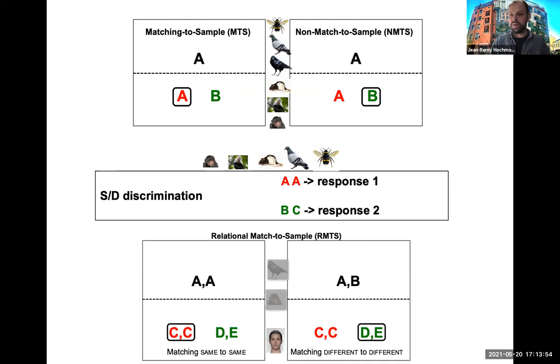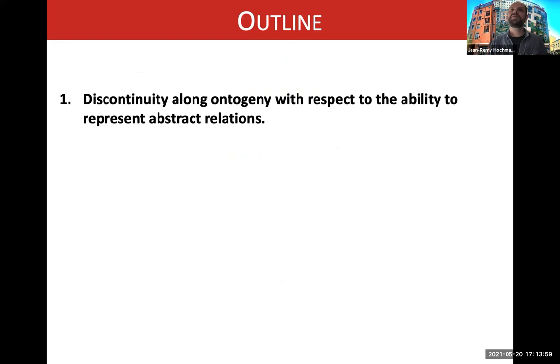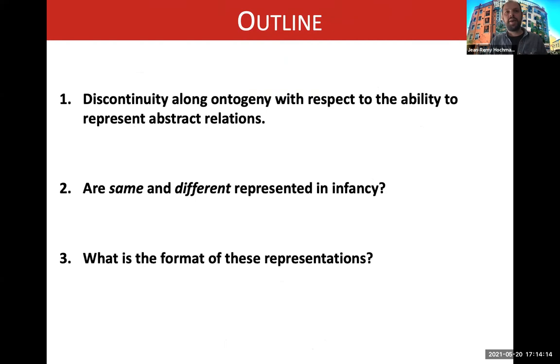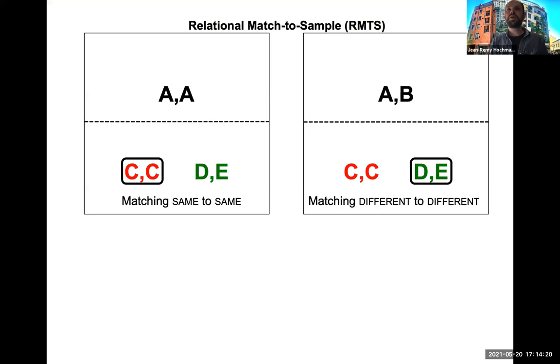So in this talk, I will try to make three points. First, I want to convince you that there is also a discontinuity along ontogeny with respect to the ability to represent abstract relations. Second, I will ask whether young infants also have abstract relations, and finally discuss the format of these representations. So let's focus on the relational match to sample.